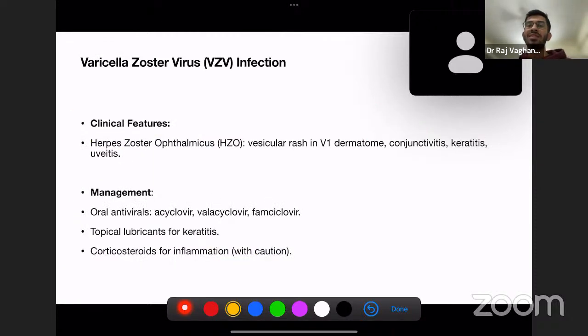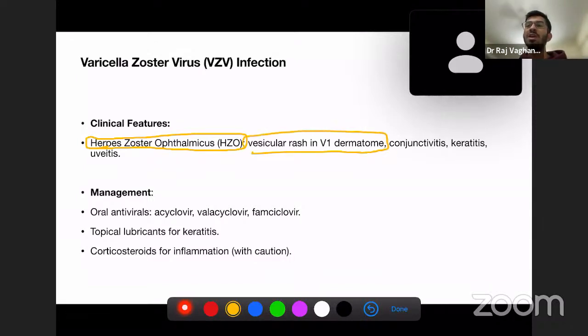Now, varicella zoster virus infection. The clinical features include herpes zoster ophthalmicus. The particular ophthalmological disorder caused by this virus is herpes zoster ophthalmicus (HZO). This is a vesicular rash in the V1 dermatome. We have many dermatomes throughout our body, and specifically on the V1 dermatome, there's a vesicular rash present. That is the clinical or systemic manifestation of the varicella zoster virus.